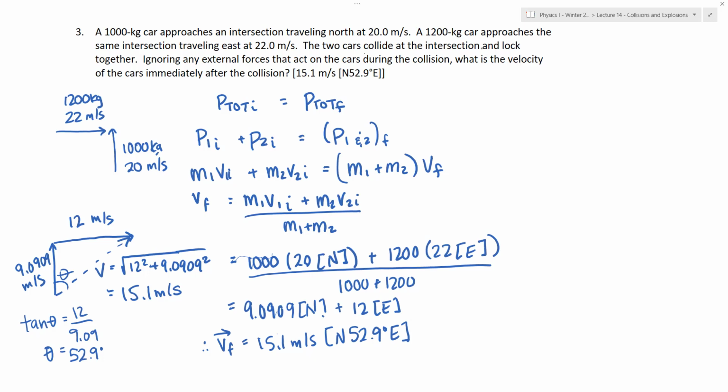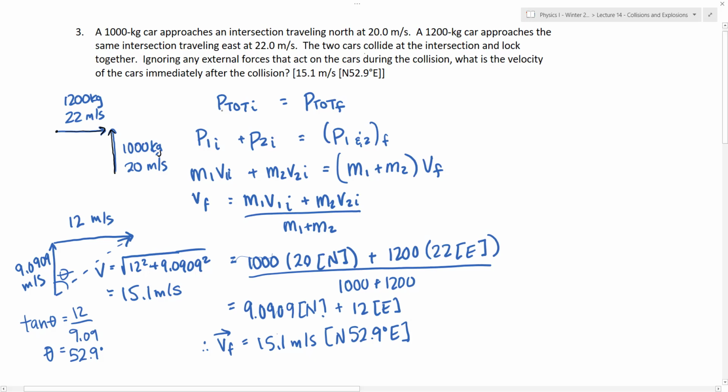When you set up the problem, we started off by drawing what's happening here. We have one car that's traveling east, a 1,200 kilogram car going 22 meters per second. Another car is traveling north, a 1,000 kilogram car traveling 20 meters per second. Now these two cars collide. So we have the initial velocities and the initial masses of each of the cars, and when they collide, their masses are going to be combined as one object because they're stuck together.